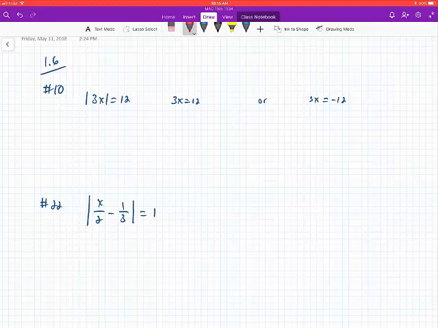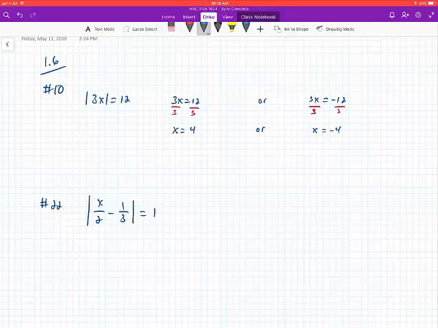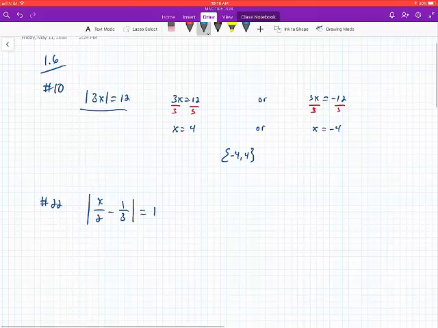So at this point, I'm just solving two linear equations. I divide both sides by 3 on the left side, and I get that x is equal to 4. I repeat the process on the right side. So 3x is equal to negative 12. Divide both sides by 3, and I get x is equal to negative 4. So my solution set is negative 4, 4. Those are the two solutions to the equation given in number 10.